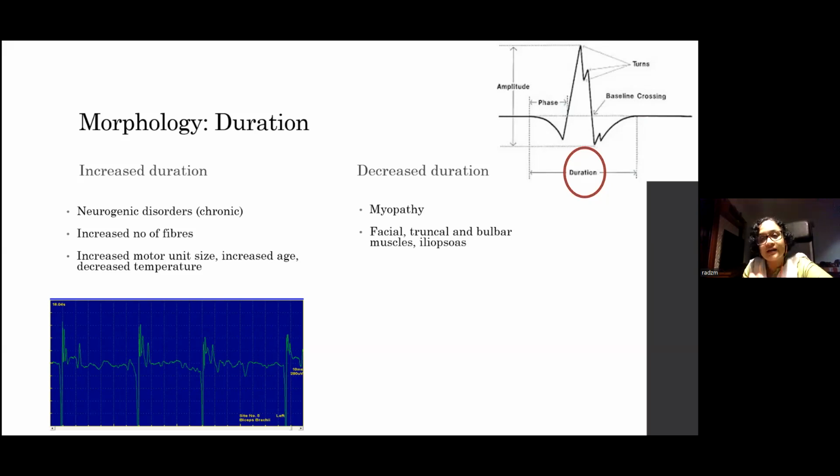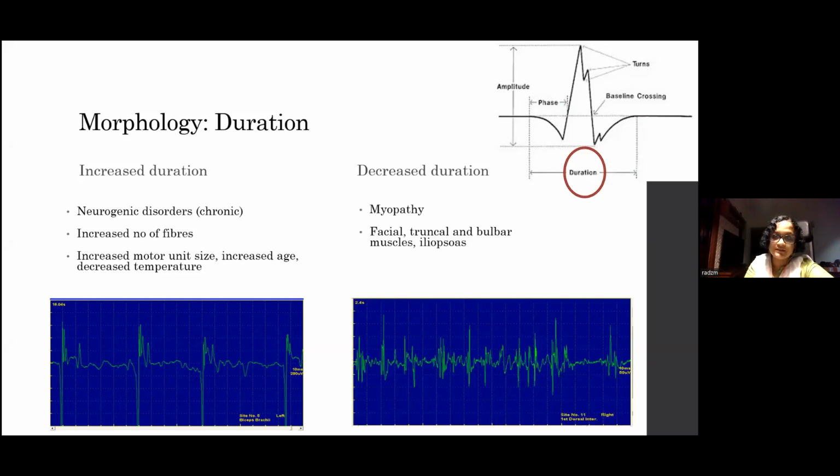And iliopsoas. So iliopsoas is notorious for looking almost myopathic because it has a very scratchy, multiple phasic motor unit. So be very careful before you call iliopsoas a myopathic muscle. And it's important because some myopathies are so proximal that you'll only catch it on iliopsoas. So it's important to be aware of that.